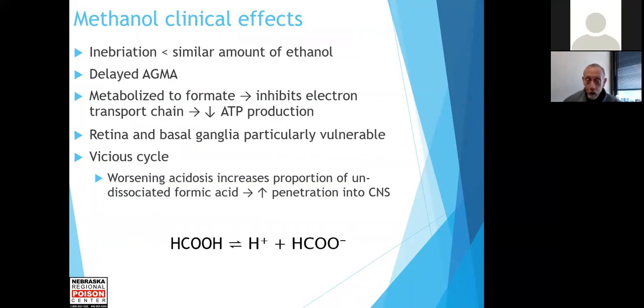So with methanol, methanol as a lower molecular weight alcohol is less inebriating than ethanol. The metabolic pathway is simpler.